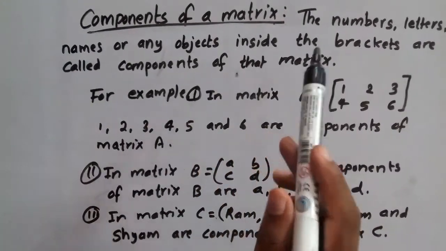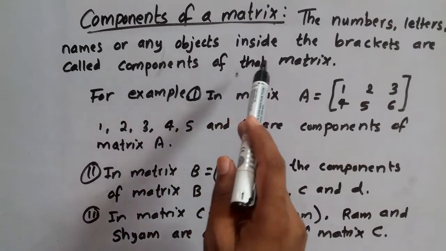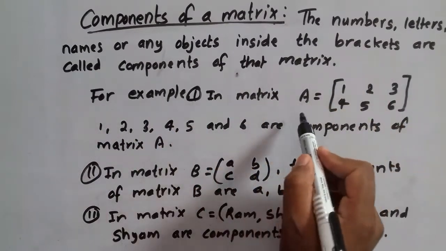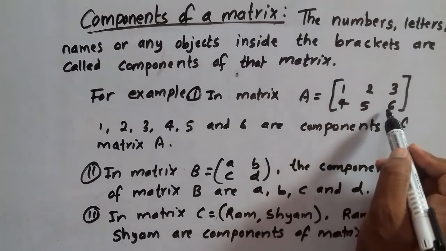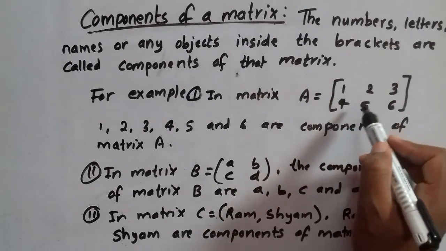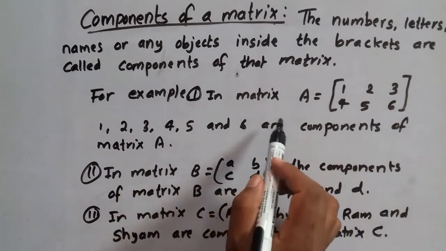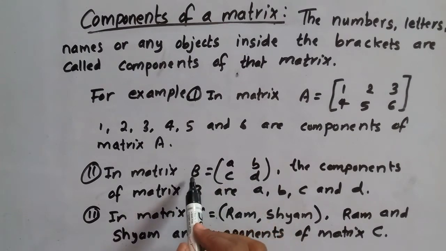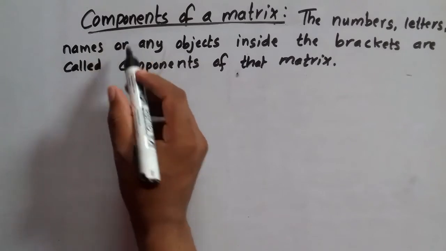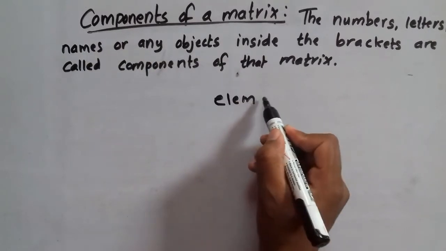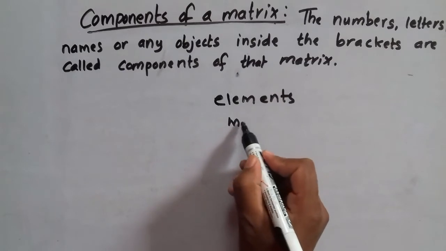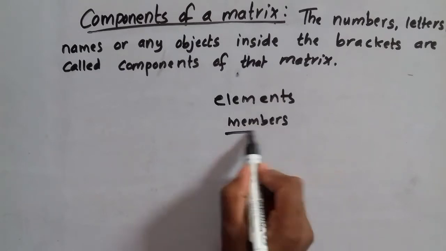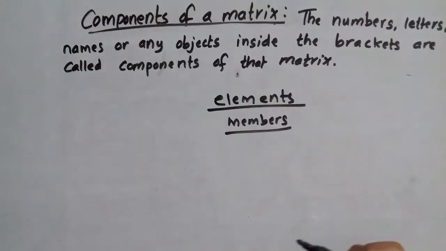Components of a matrix means the numbers, letters, names or any objects inside the brackets. For example, in this matrix A, 1, 2, 3, 4, 5, 6 are inside the bracket, and so 1, 2, 3, 4, 5, 6 are components of this matrix A. And A, B, C, D are components of this matrix P, and Ram and Shyam are components of this matrix C. In place of components, we can also use the terms elements and members. Members, elements and components of a matrix mean the same thing.